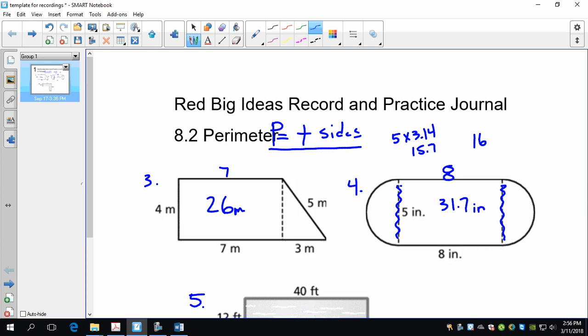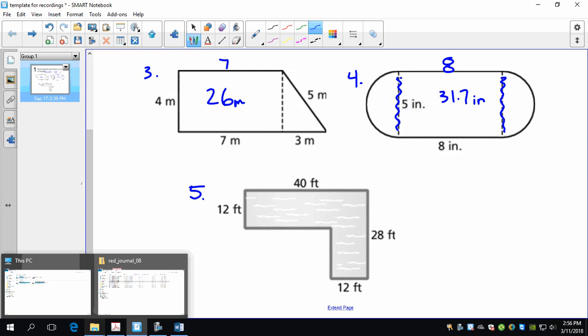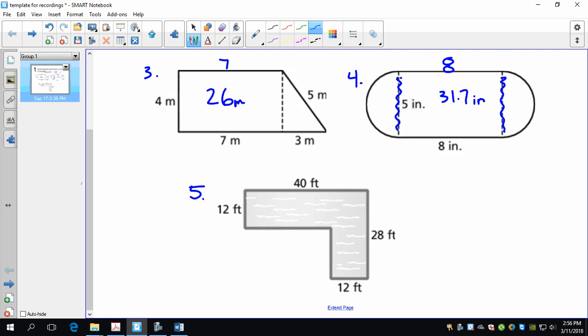And for the last one, it looks like a pool. Again, we have to use some skills here to figure out what we need to do. If we know this is 40 and we know this is 12, then we know this distance here is 28. And if we know this distance here is 28 and we know this distance is 12, we know this distance here would be 16. And these are all feet, and then we're simply going to add up everything around the outside. Again, perimeter, P equals add the sides.